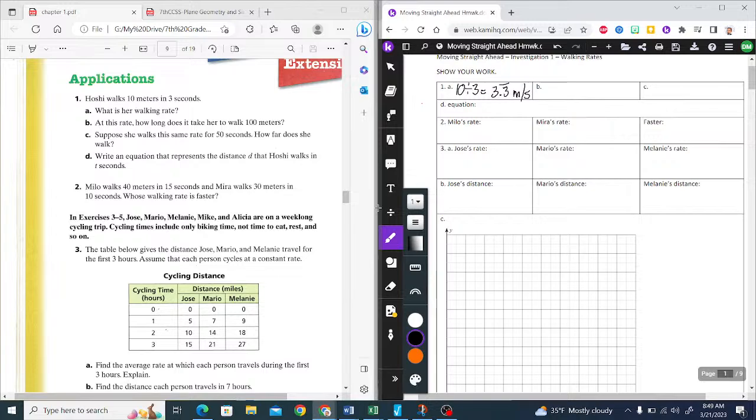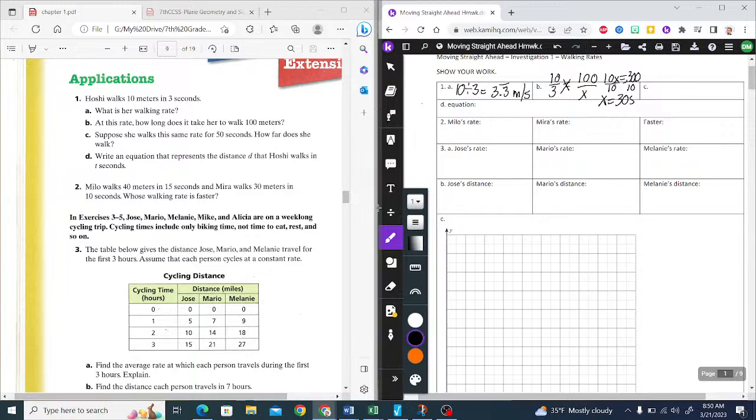Well, a couple things. You could do some reasoning, but if you don't want to do any reasoning, 10 meters over 3 seconds, 100 meters over x seconds, cross multiply, that gives you 10x equals 300. Divide both sides by 10, and we get 30 seconds.